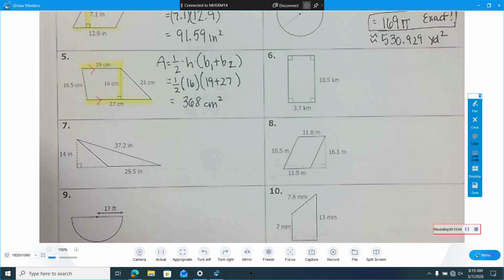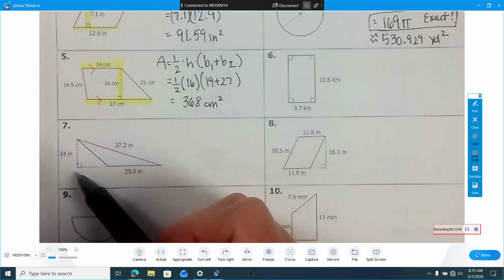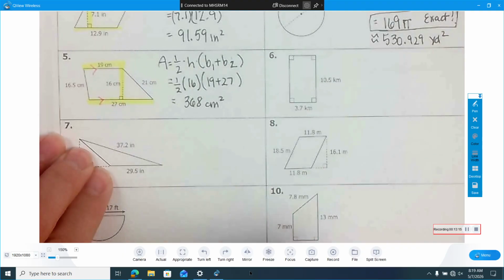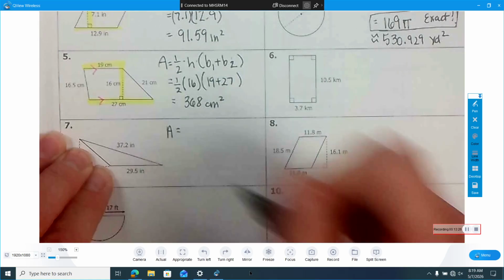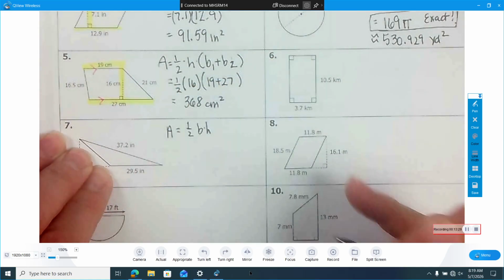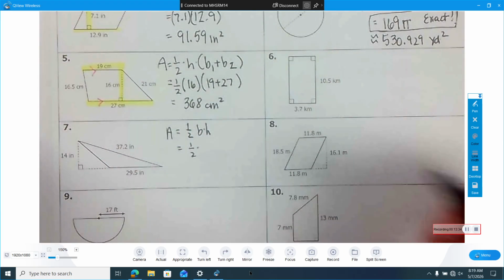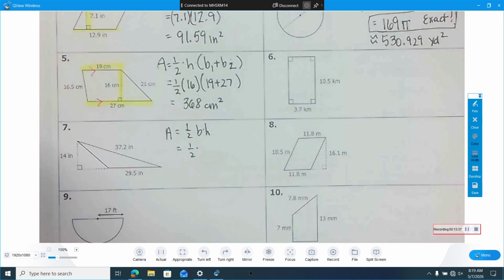Number 7, what shape is that? Triangle. Don't be confused by the dotted lines. They are simply measurements for you. This is an obtuse triangle. The solid lines are the shape. So what is the formula for a triangle? 1/2 base times height. And so again, we have to understand what is a base and a height. How do we recognize them? They have to be perpendicular.